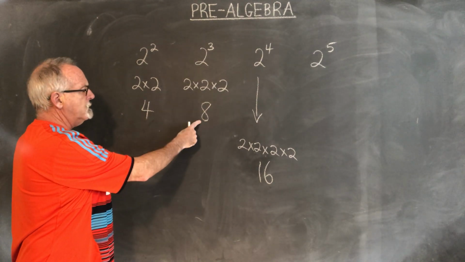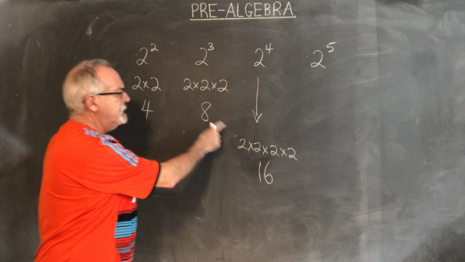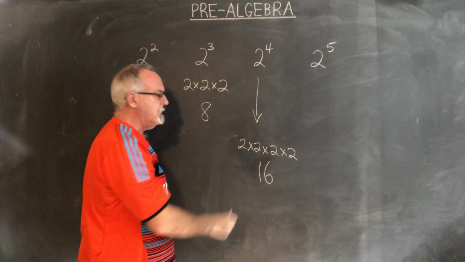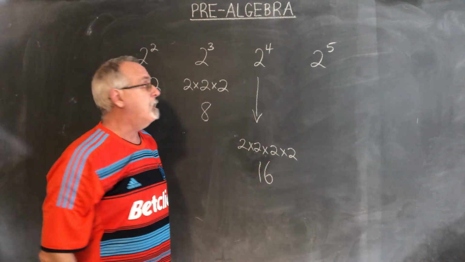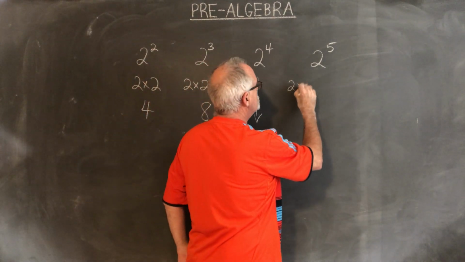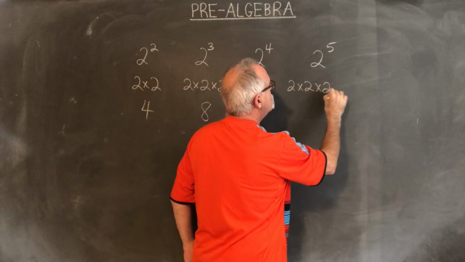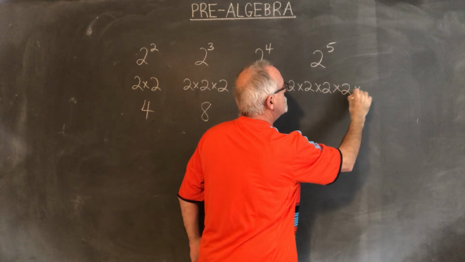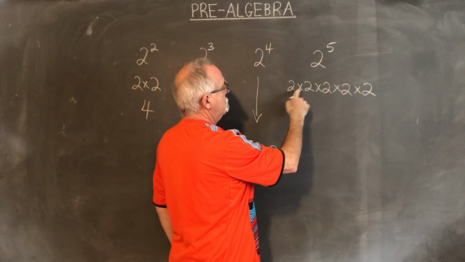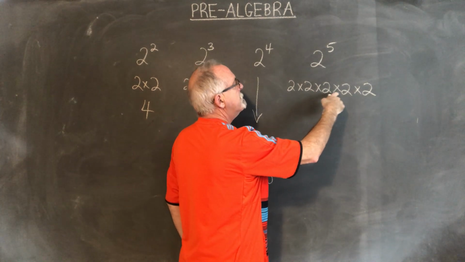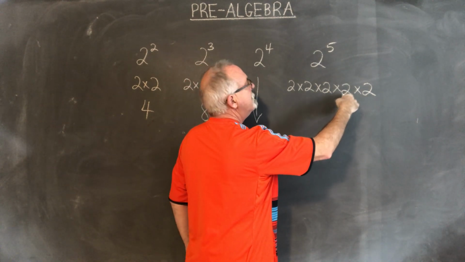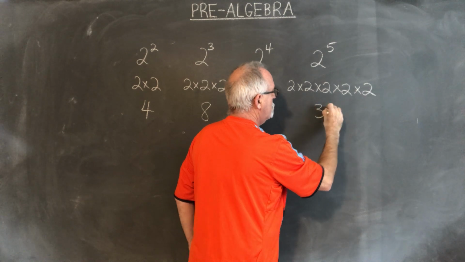Wait, 4 doubles to become 8, which then doubles to become 16. And if I double 16, I'd get 32, right? Does that mean 2 to the power of 5 is equal to 32? 2 times 2 times 2 times 2 times 2. 2 times 2 is equal to 4, times another 2 is equal to 8, times another 2 is equal to 16, times another 2 is equal to 32. So the answer is yes.